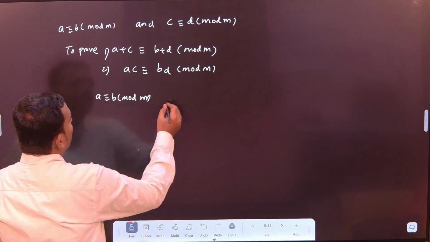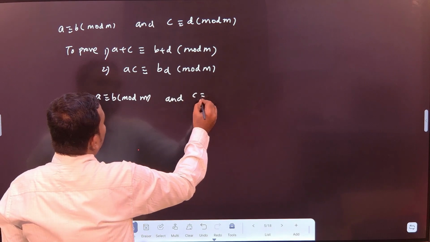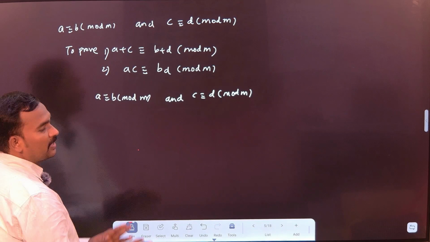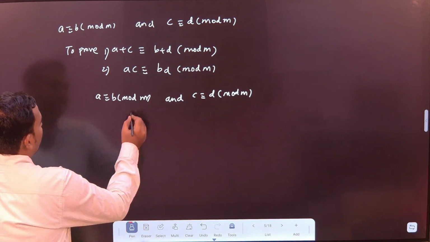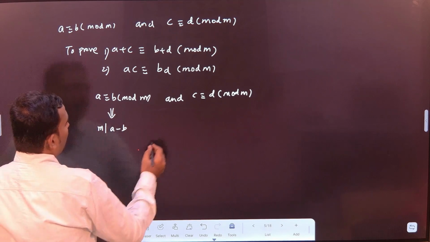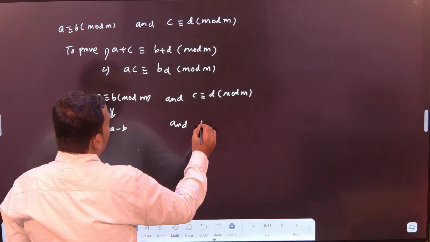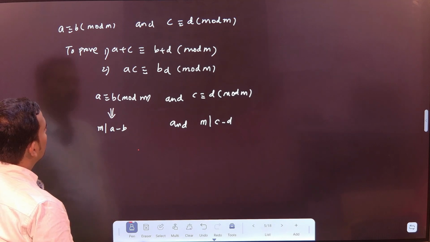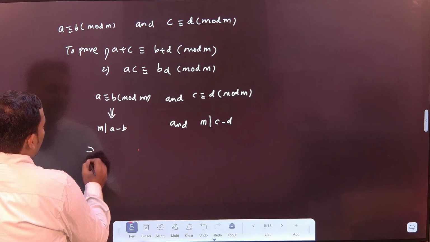Okay. And C is congruent to D modulo M. So already it is there, right? It's given to you. By definition, M divides A minus B, and in the same way, M divides C minus D, you can write. Clear? So what is the meaning?